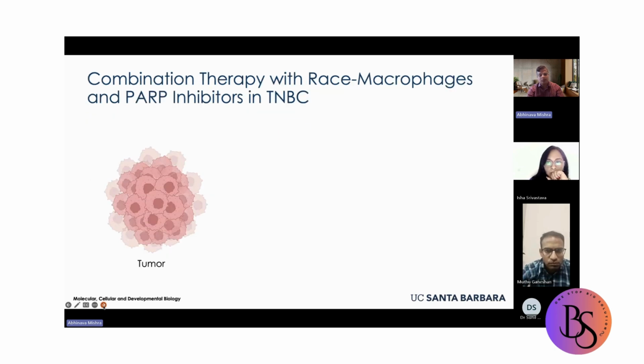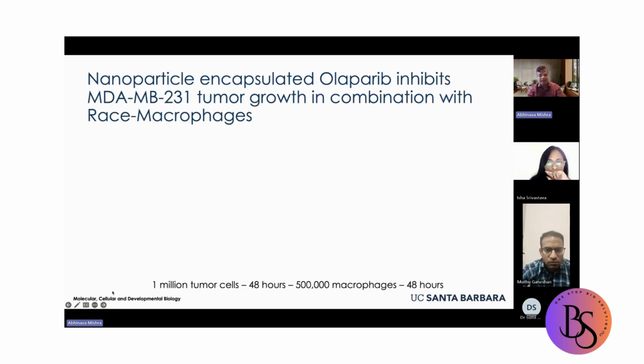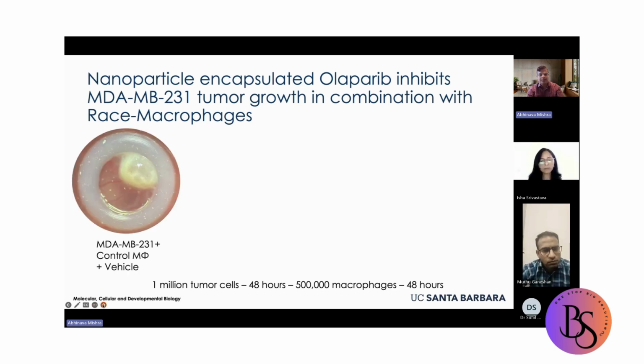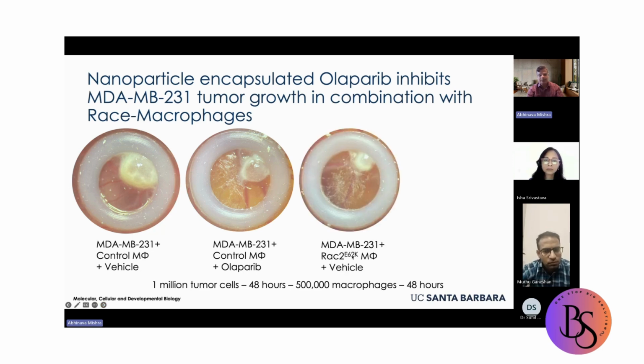The question again is, if we encapsulate olaparib, the PARP inhibitor, inside a nanoparticle and combine it with the macrophages, can we see cancer killing? And indeed, this is what we see. We have 1,000,000 tumor cells, grow them for 48 hours, and then use 500,000 macrophages for another 48 hours in combination with the PARP inhibitor. With vehicle and no drug, there's a tumor. With control macrophage with drug, we see some tumor reduction. With RAC macrophage with vehicle, no drug, we see some more tumor reduction.